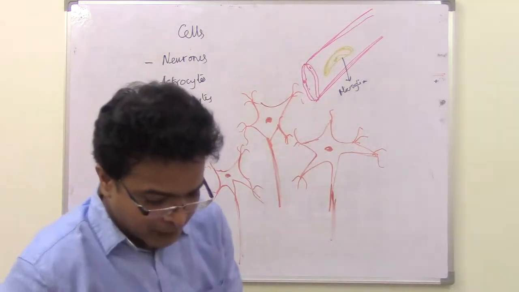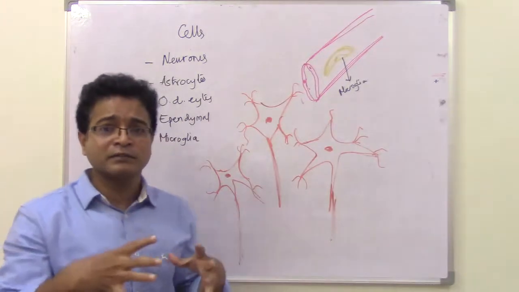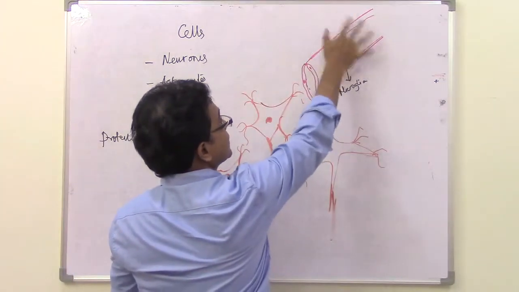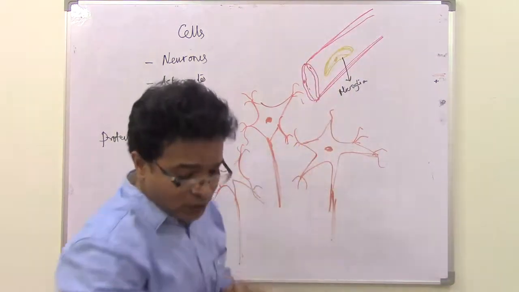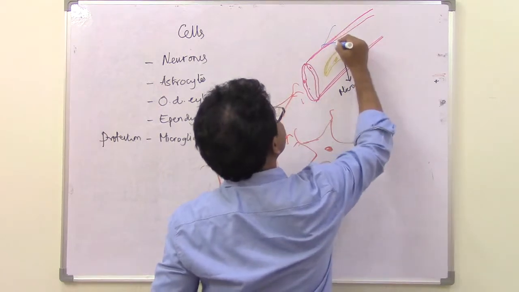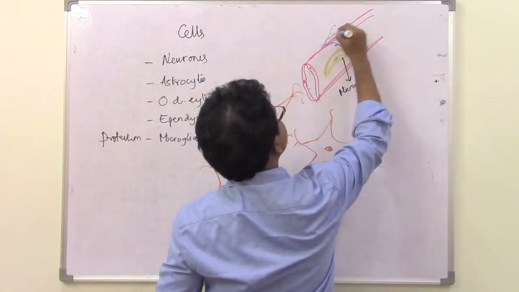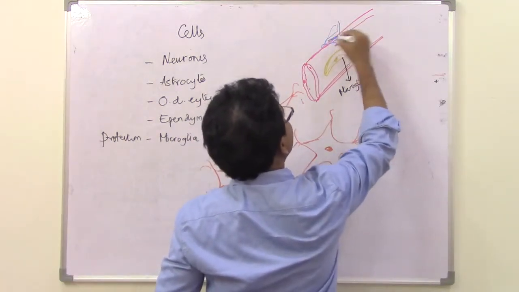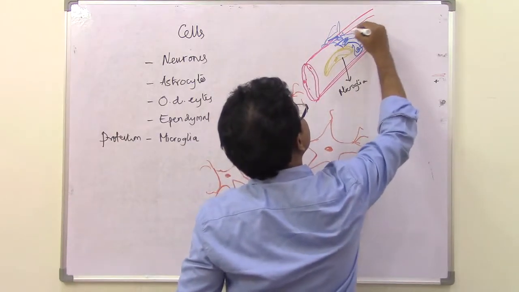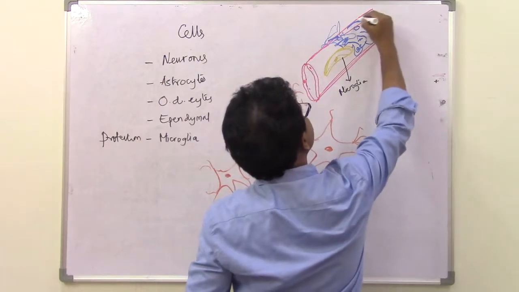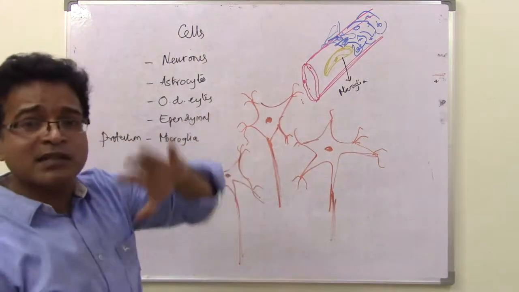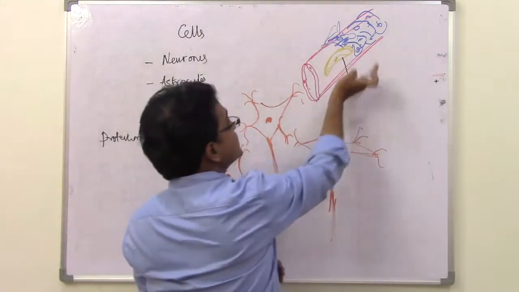Second, there has to be a strong border around this capillary vessel. So we have something known as astrocytes. What they do is they cover up this area completely. Astrocytes are star shaped, so they cover this entire area.